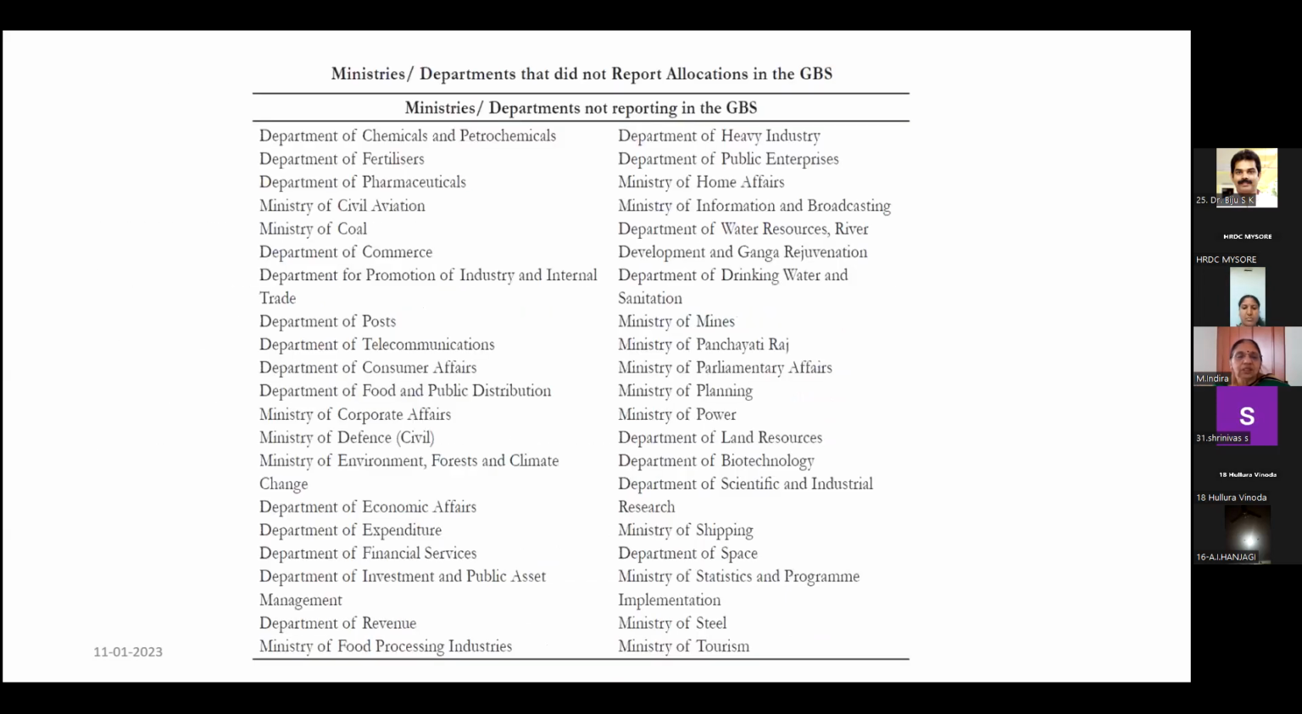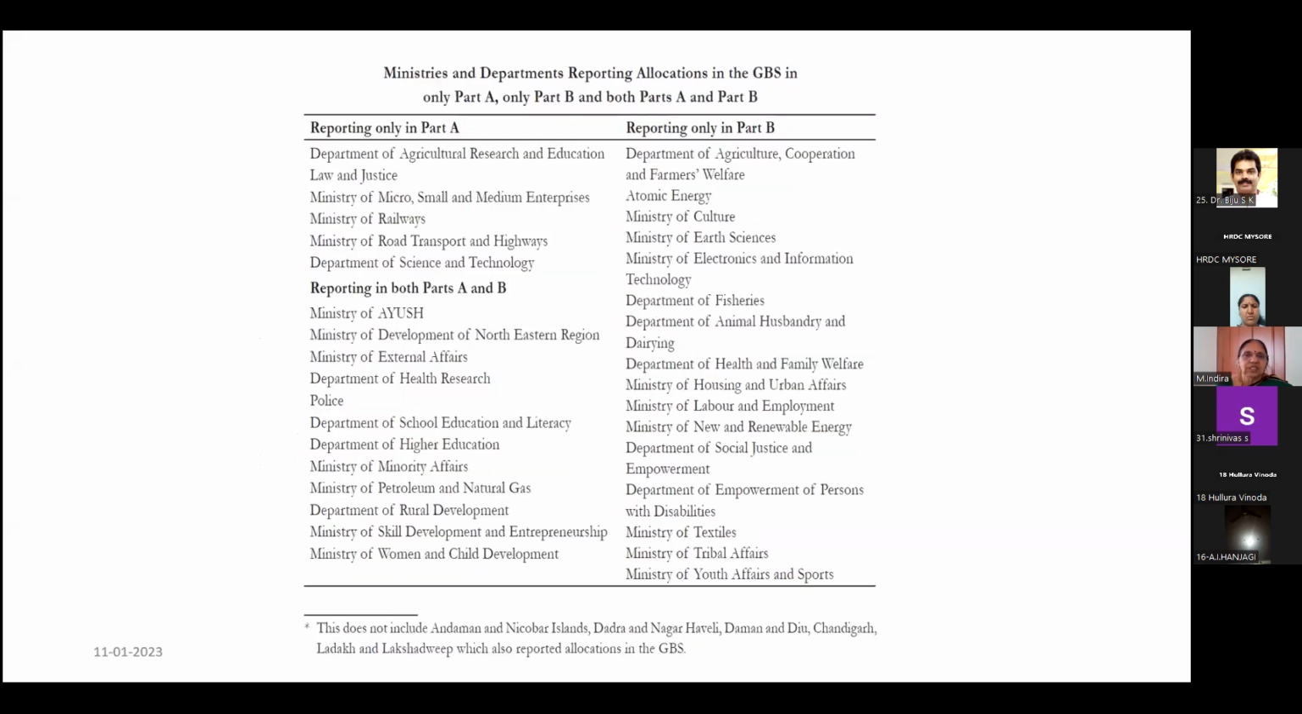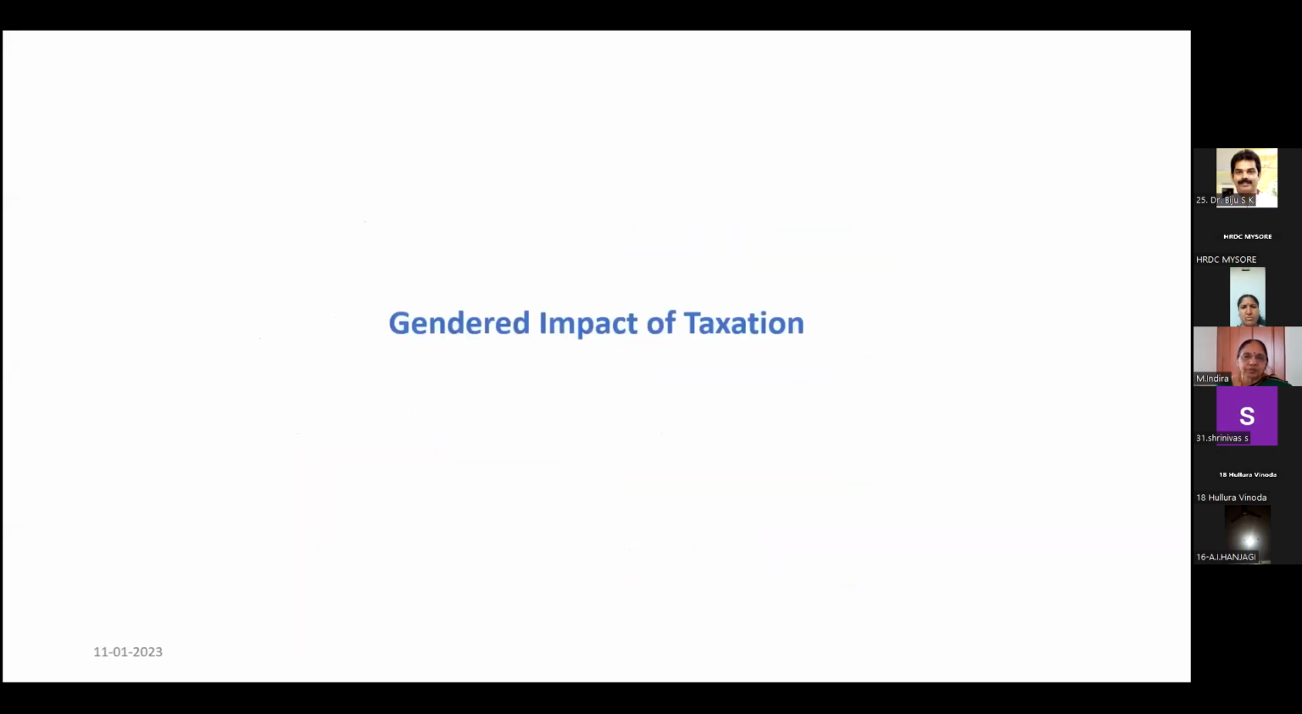And yeah, many ministries and departments did not report any allocation at all. They have not reported any allocation. So that is a problem. It is not actually happening properly.